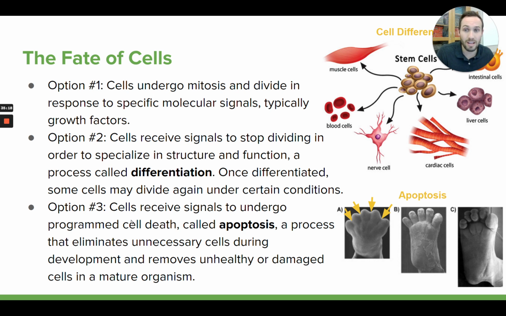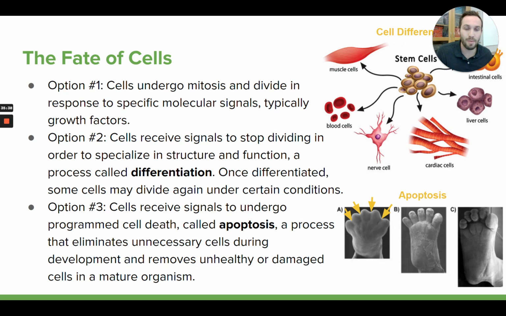And then option three, there are some cells that are supposed to kill themselves, to go through apoptosis. Sometimes there are certain cells that your body needs, and then at some point it no longer needs those cells, and it tells those cells to go away. Don't divide, but don't stick around. Just go through apoptosis, and then those cells go away.